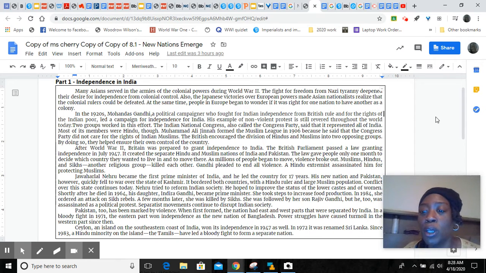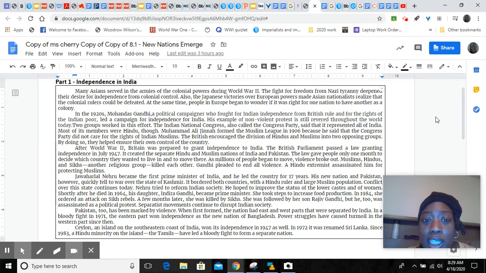Now let's look at what was going on in India. In the 1920s, Mohandas Gandhi, a political campaigner who fought for Indian independence from British rule and for the rights of the Indian poor, led a campaign for independence in India. So this sentence is telling you all about Mohandas Gandhi, who was a political campaigner for Indian independence from Britain, and he was an advocate for the rights of the Indian poor.